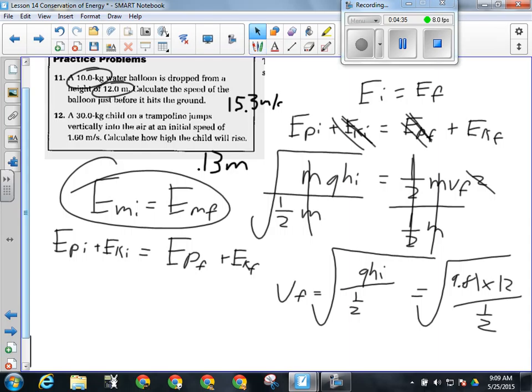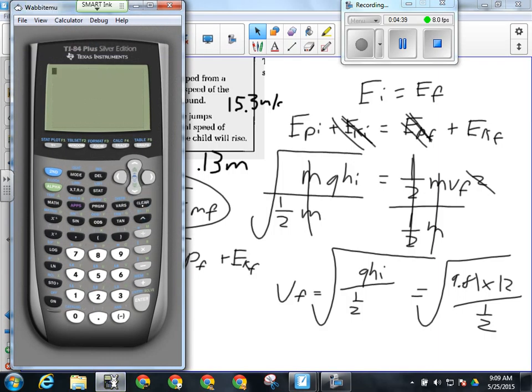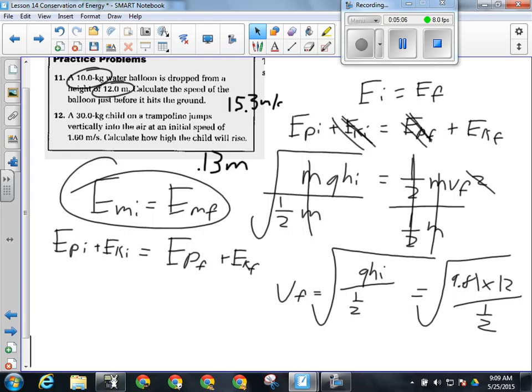Now when I punch that into my calculator, I'm going to go 9.81 times 12, divided by 0.5, gives me twice that number, and then I got to square root that. 15.3 meters per second. Is that ringing a bell from Friday? I want you guys to try number 12.